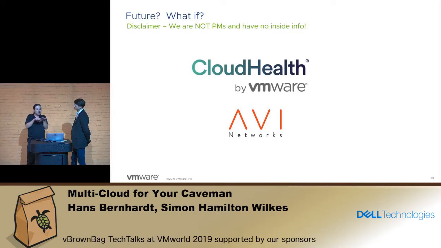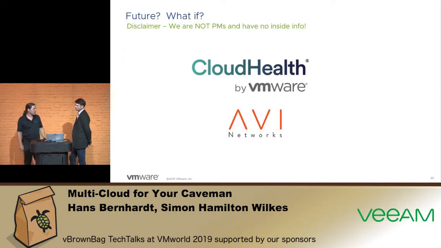Well, now we're surmising that at a higher level, and again, we're not PMs and have no inside info, but we're surmising that as we add this HDX level, allowing virtual machines to move around amongst clouds, that AI will be added to that with things like cloud health, AVI, and whatever else, to be moving virtual machines around intelligently, from a cost perspective, from a resource perspective, from a networking perspective, and so on and so forth.